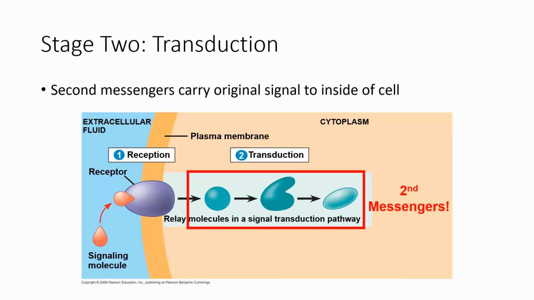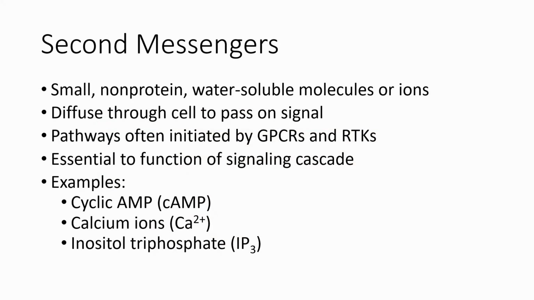There are a number of these second messengers that are commonly used in a lot of cells, and we're going to look at them. So they're not proteins, they're water soluble, but they can't pass the membrane, and they can diffuse through a cell to pass on a signal.